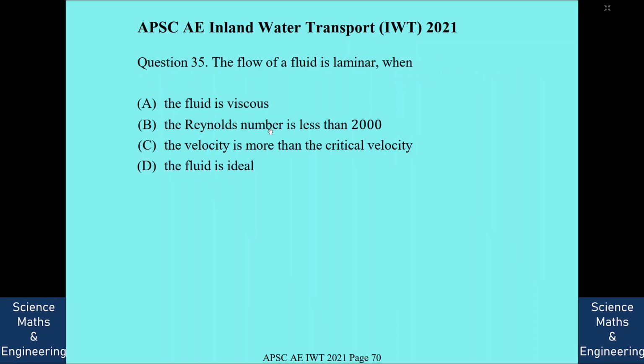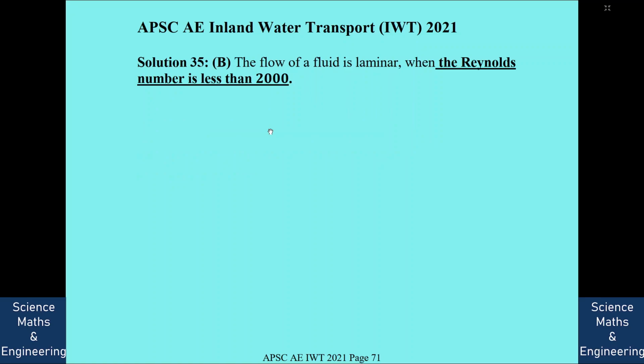Next, the flow of a fluid is laminar when A, the fluid is viscous, B, the Reynolds number is less than 2000, C, the velocity is more than the critical velocity, or D, the fluid is ideal. So the answer is, the flow of a fluid is laminar when the Reynolds number is less than 2000. And this basically means that we are having a pipe flow, because in open channel, we can have laminar flow at slightly higher values of Reynolds number.